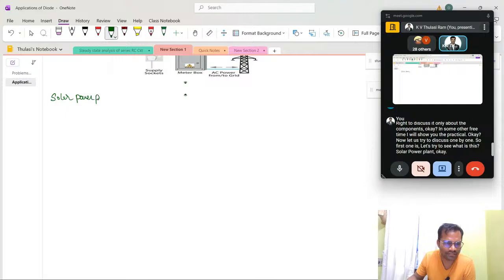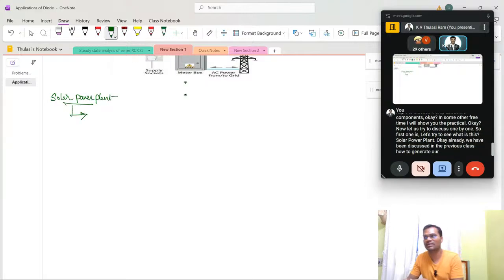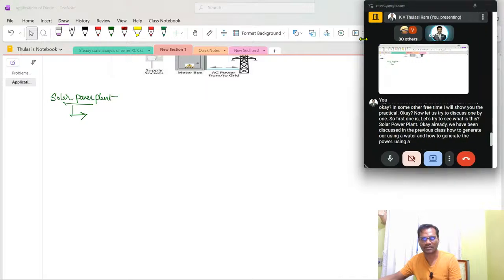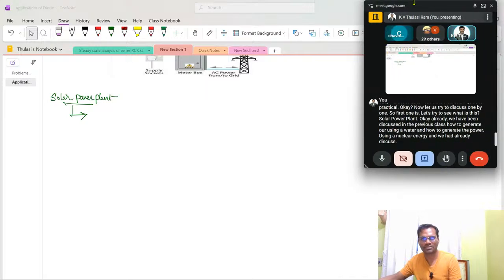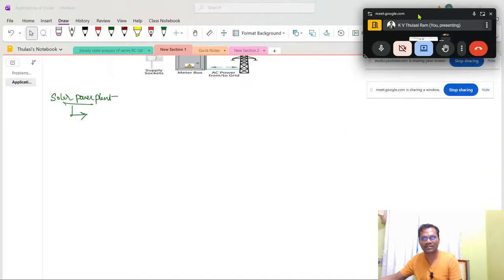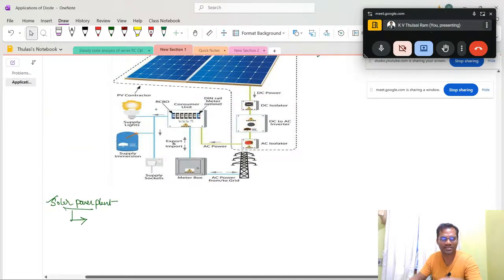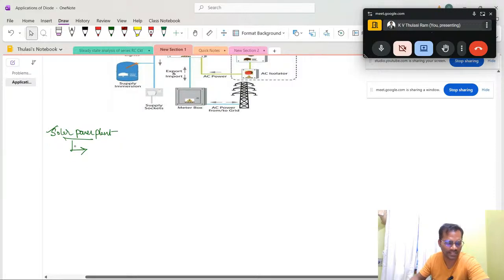In the previous class we already discussed how to generate power using water, using nuclear energy, and using tidal energy. Now let's see how to generate power using a solar power plant. This is the diagram showing how it works. First, the solar power plant.